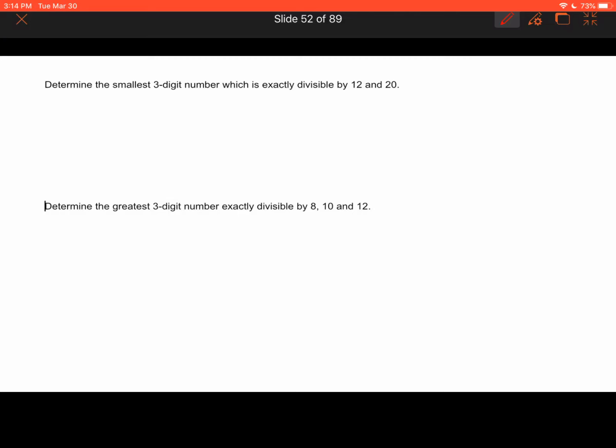Determine the smallest three-digit number which is exactly divisible by 12 and 20. So we need to find the number which is divisible by 12 and 20. This clearly indicates that we are going to find some multiples, right? So let's find the LCM of 12 and 20. We'll start with 2.